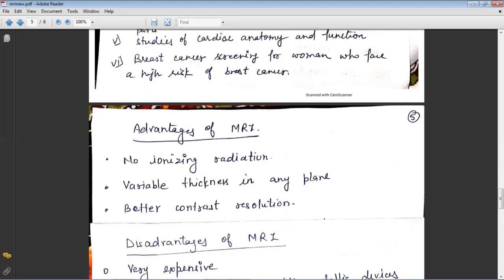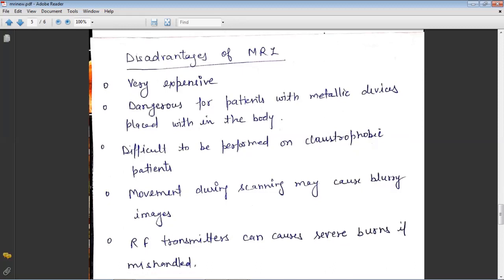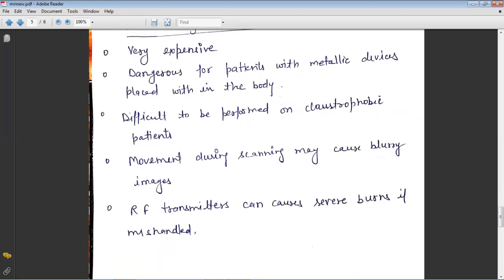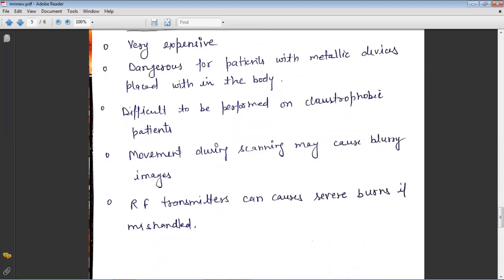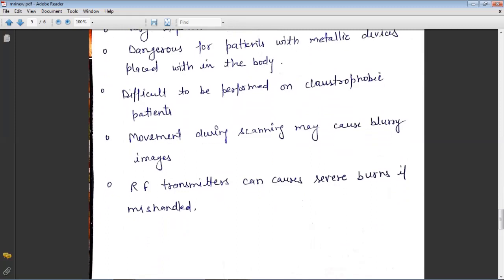So these are the advantages and the disadvantages. And I repeat again, the disadvantages: very expensive, dangerous for patients with metallic devices placed within the body, and difficult to be performed on claustrophobic patients. Then the movement during the scanning may cause blurry images. And the radio frequency transmitters can cause burns if mishandled. So RF is radio frequency.